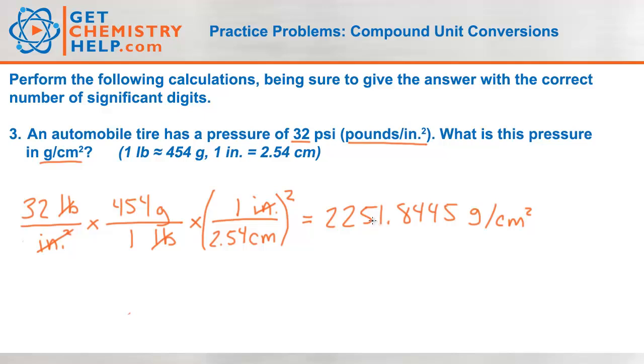Okay, so let's look at our significant figures. Well, the first one again, this one has, of course, 2. How about 454? Is that exact or is that 3? Well, pounds to grams, this is English to metric, so that's not exact. Somebody had to measure this. So that would be 3 significant figures.